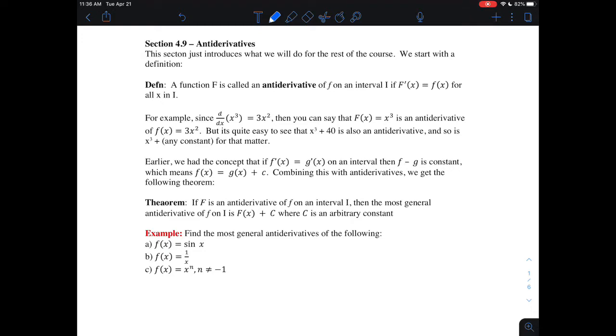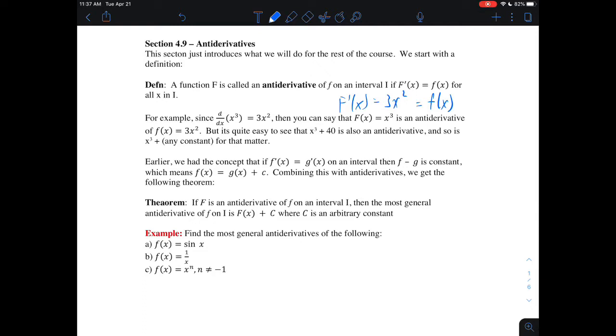A function capital F is called an antiderivative of lowercase f on an interval I if F prime of x is equal to lowercase f of x for all x in I. So for example, since the derivative with respect to x of x cubed is 3x squared, then we can say that capital F of x equal to x cubed is an antiderivative of lowercase f of x, which is equal to 3x squared. Because if you take the derivative of capital F of x, F prime of x is equal to 3x squared, which is lowercase f of x.